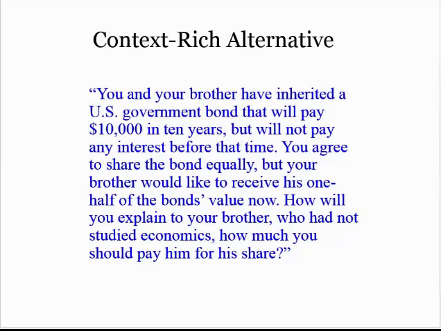You and your brother have inherited a U.S. government bond that'll pay $10,000 in 10 years, but will not pay any interest before that time. You agree to share the bond equally, but your brother would like to receive his 1/2 of the bond's value right now. So, how will you explain to your brother, who had not studied economics, how much you should pay him for his share?